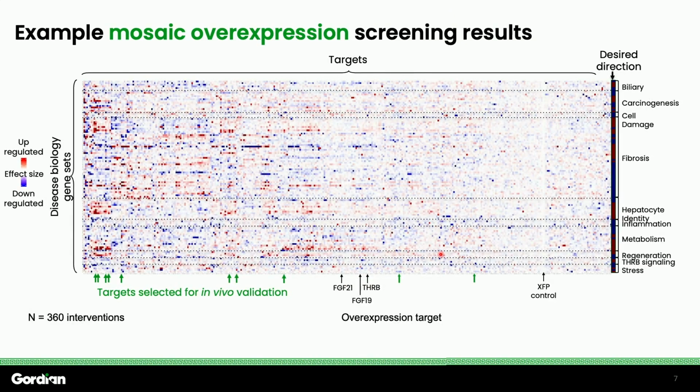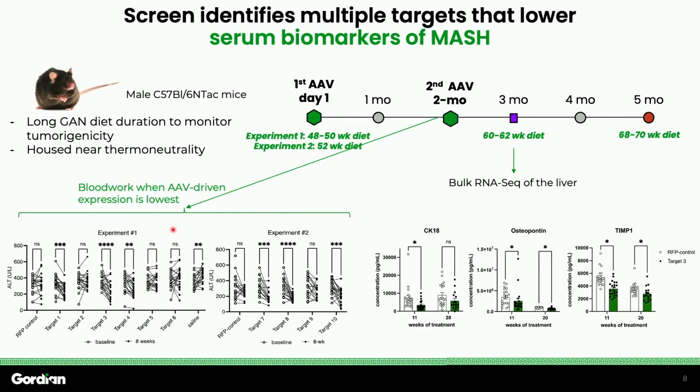So what I just showed you was just a little snippet of what we look at when selecting hits to proceed with. This is an example screen here, and we look for interventions with a possibly beneficial combination of a variety of features, and we selected these for in vivo physiological validation. Here we went back to the GAN diet mice, housed at thermal neutrality, and we timed the diet so that they are at F2 when we start the experiment, and there is tumor burden at the end of the experiment, so we can, again, mitigate the HCC risk.